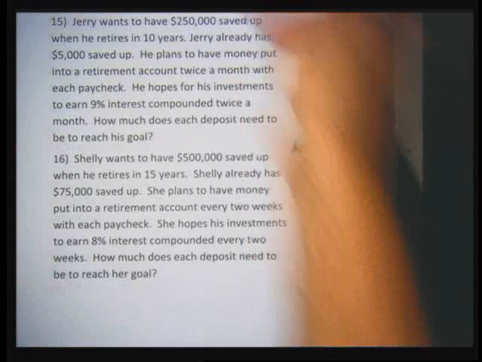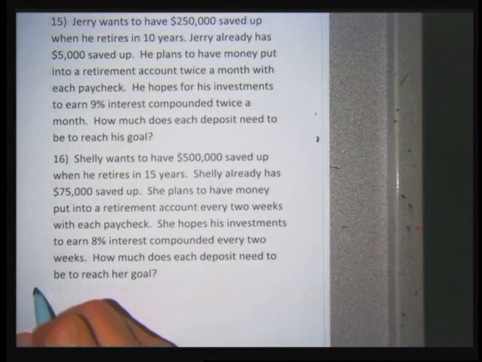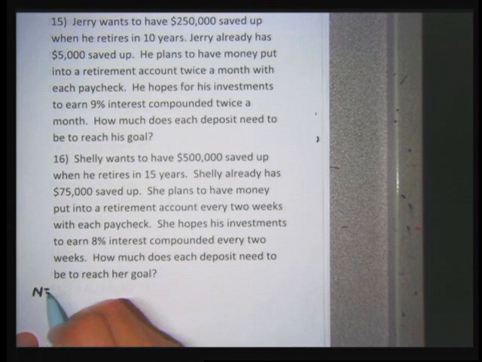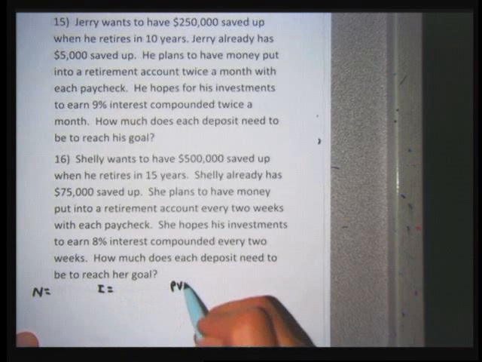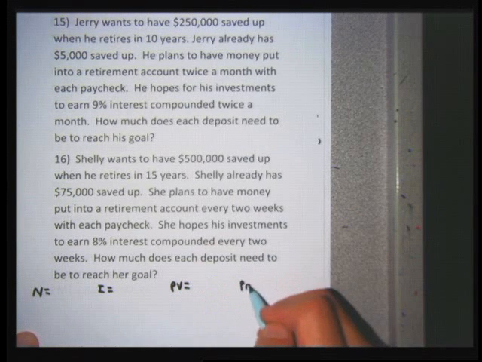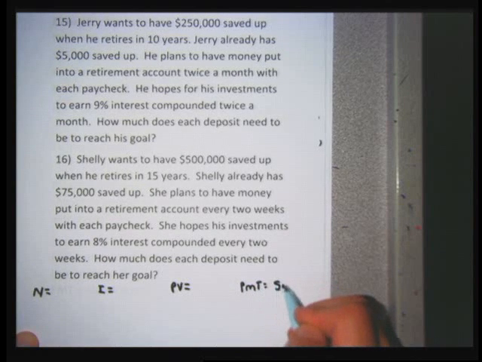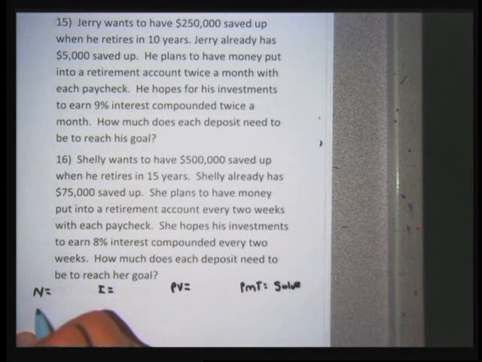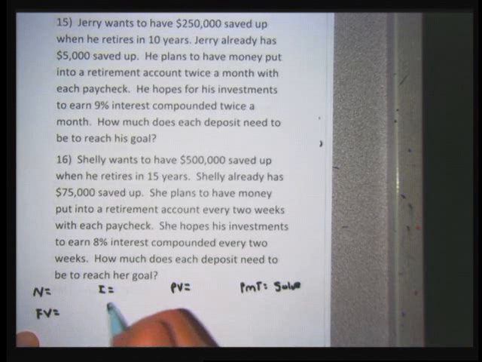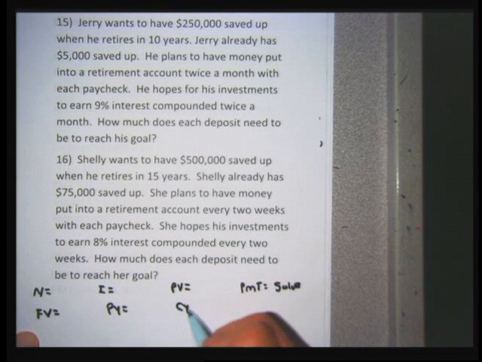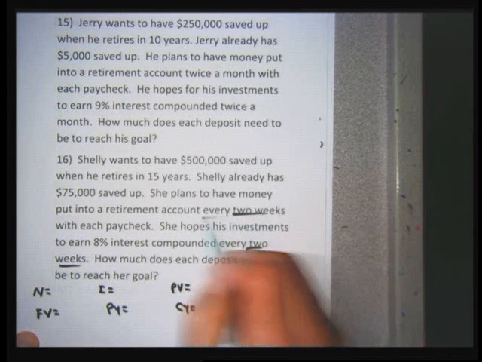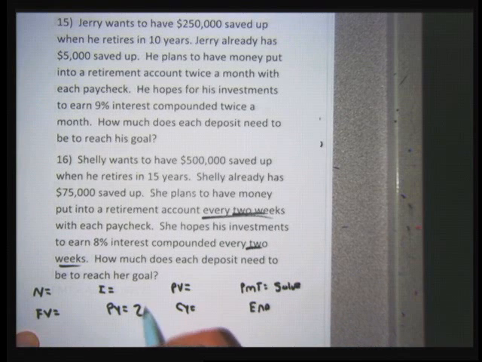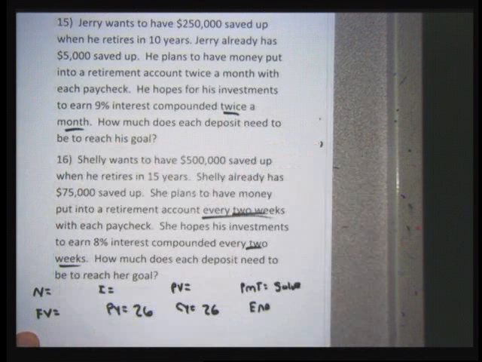15 and 16 should work just about the same way. So I need to make room for an N, an I, PV. My guess is I'm solving for the PMT. Need a future value, PY, CY, and I leave my calculator on end. I see every 2 weeks, so the PY and the CY are 26. Twice a month, like you have, the PY and the CY are going to be 24.